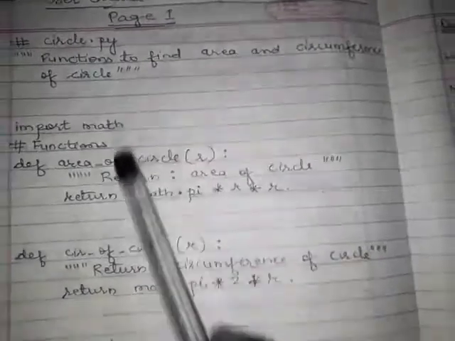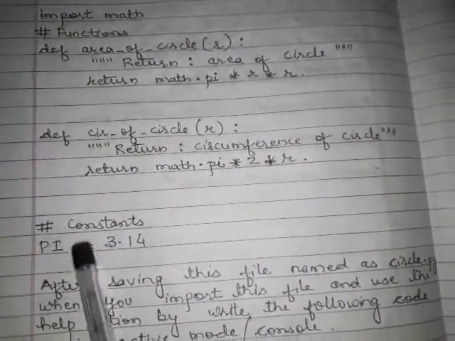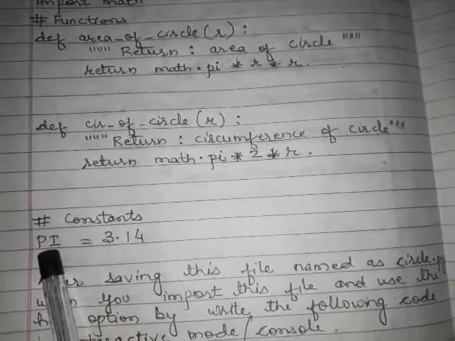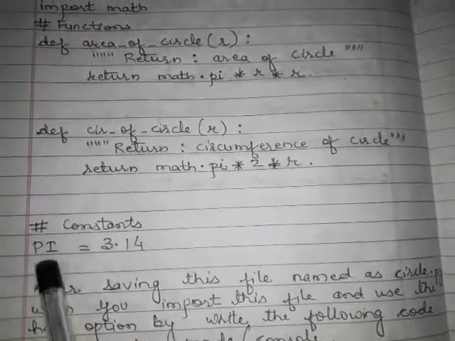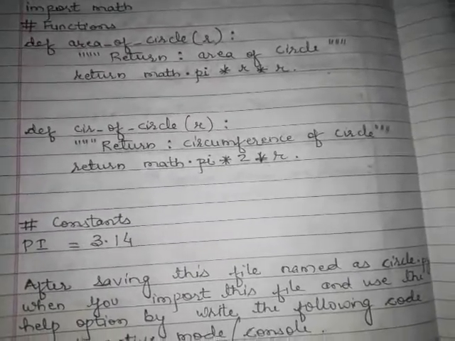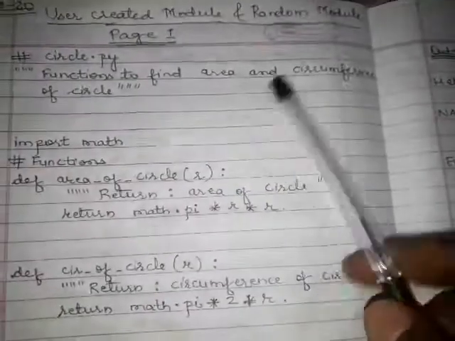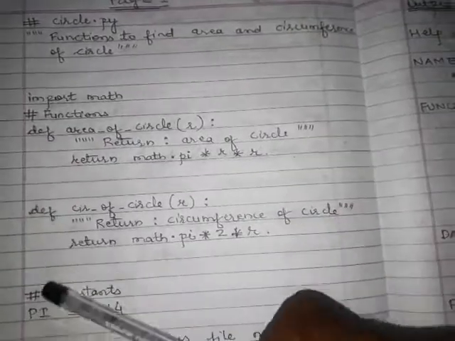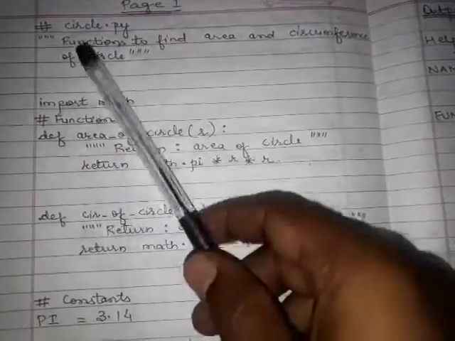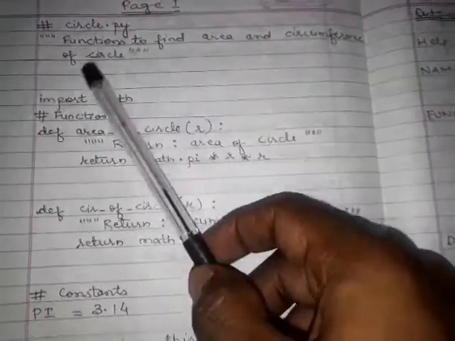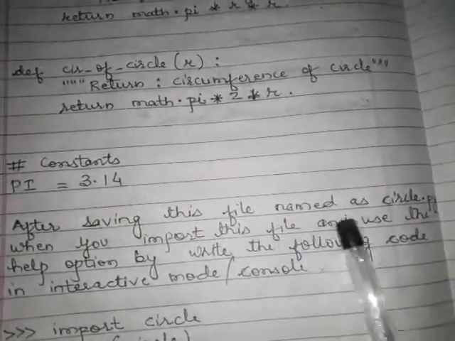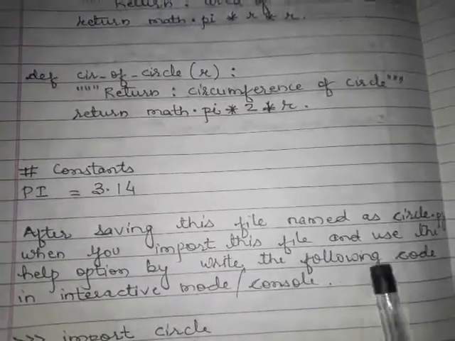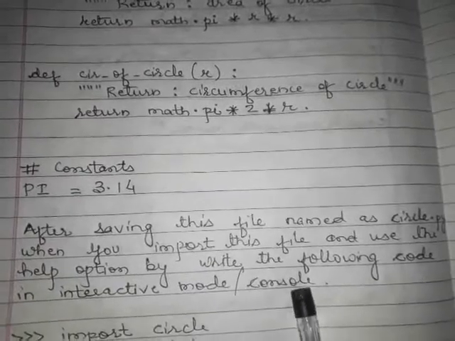This is a doc string for help. There is also another section which is called constant, in which we have declared a constant pi whose value is 3.14. It is our defined constant, a user defined constant. Okay, so when you save this file, you have to type this file in script mode and save it as circle.py. After saving this file as circle.py, you import this file and use the help option by writing the following code in interactive mode or on the console.